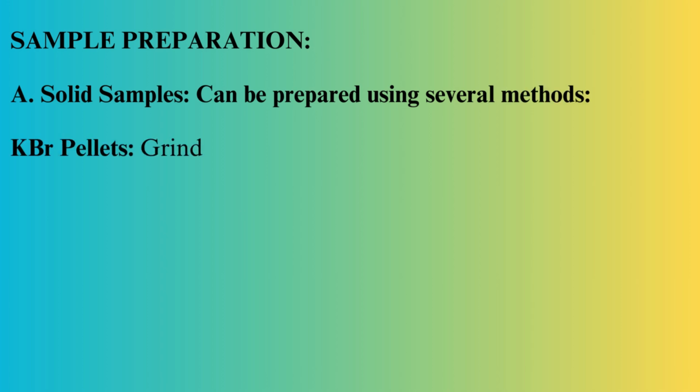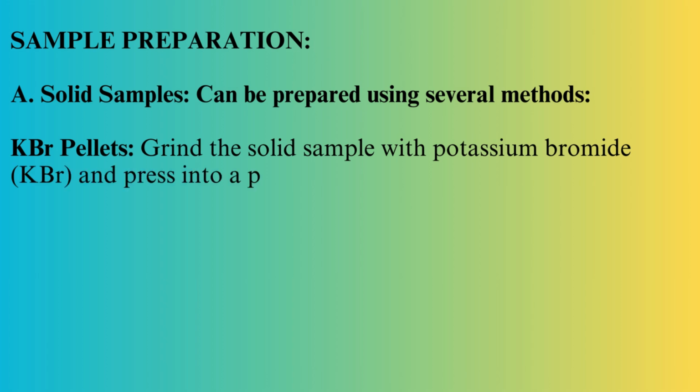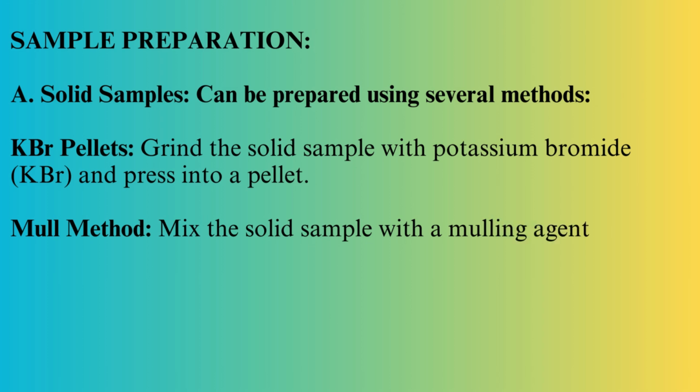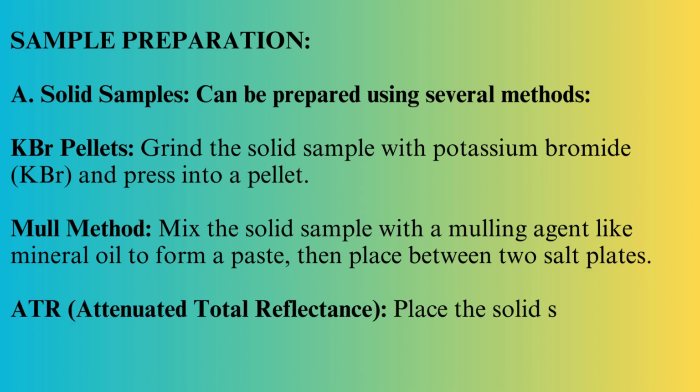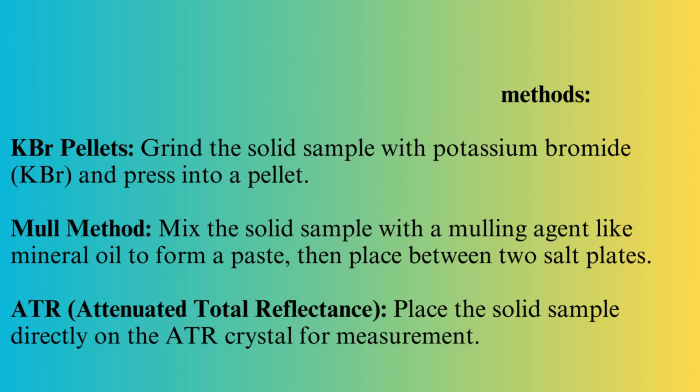Operating procedure. Sample preparation. Solid samples can be prepared using several methods. KBr pellets: grind the solid sample with potassium bromide and press into a pellet. Mull method: mix the solid sample with a mulling agent like mineral oil to form a paste, then place between two salt plates. ATR, attenuated total reflectance: place the solid sample directly on the ATR crystal for measurement.